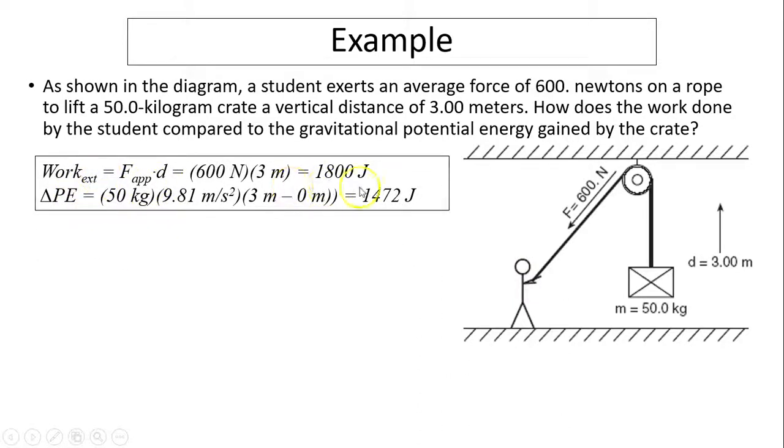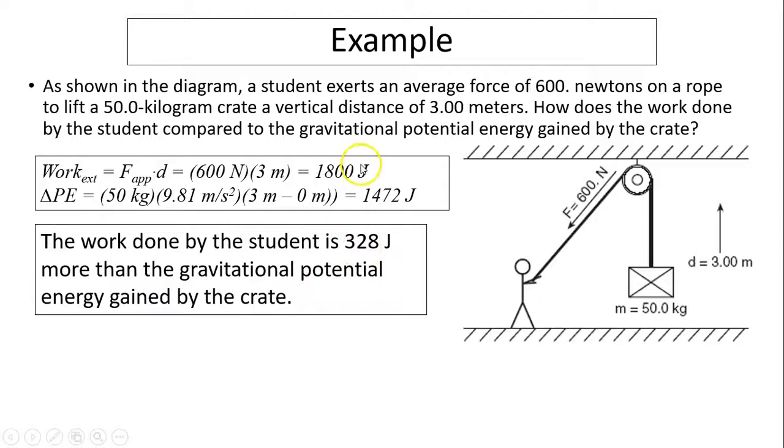So the work done by external force is 600 times 3, which gives you 1800 joules. What is the gravitational potential energy change? That equals mg delta h, so delta h is 3 minus 0. That gives you 1472 joules. So you did this much work, and the crate ended up with that much energy. How do they compare? The student did more work. How much more? About 328 joules more work than the gravitational potential energy gained by the crate.